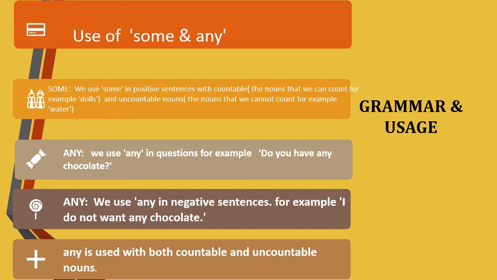We use any in questions. For example, do you have any chocolate? Do you have any ice cream? Furthermore, we use any in negative sentences. For example, I do not want any chocolate. Similarly, I do not want any ice cream. I do not want any pencil. Any is used with both countable and uncountable nouns. You have to remember this.